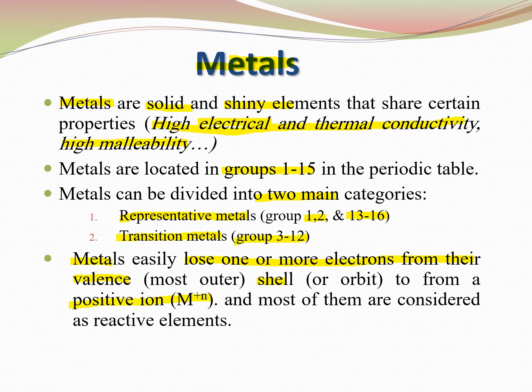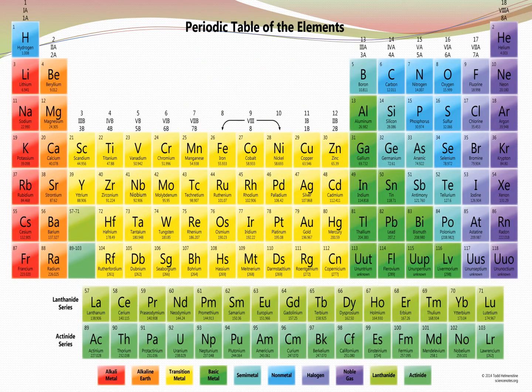If they lose one electron, it will be +1, then +2, and +3, and so on. And most of them are considered reactive elements. They are very reactive in nature, and like to react with other molecules or atoms. So here we have a colorful periodic table, basically classifying the metals and non-metals plus different types of metals as well.